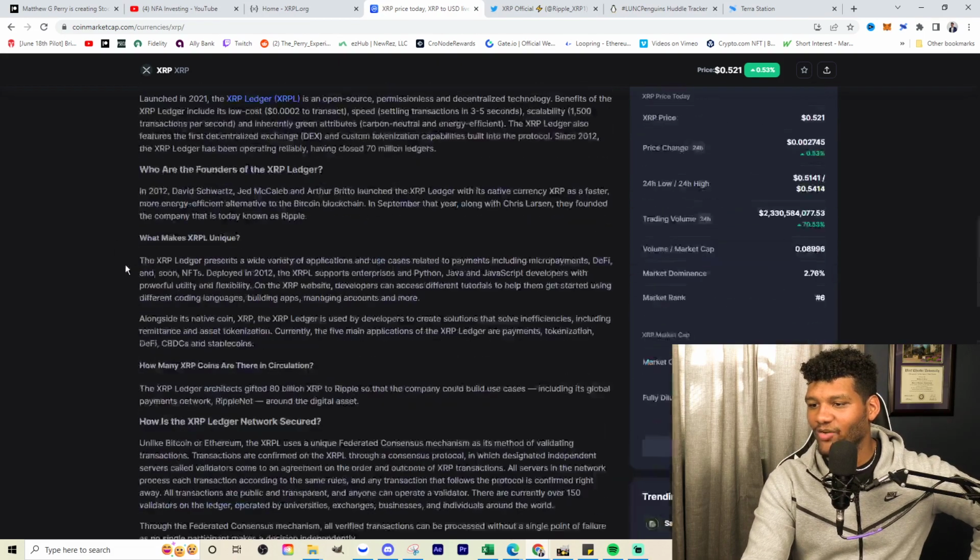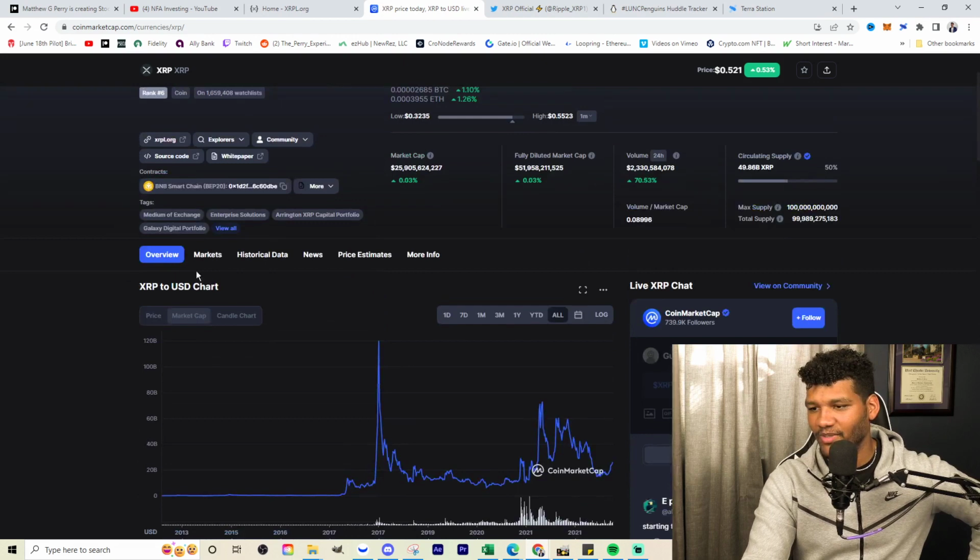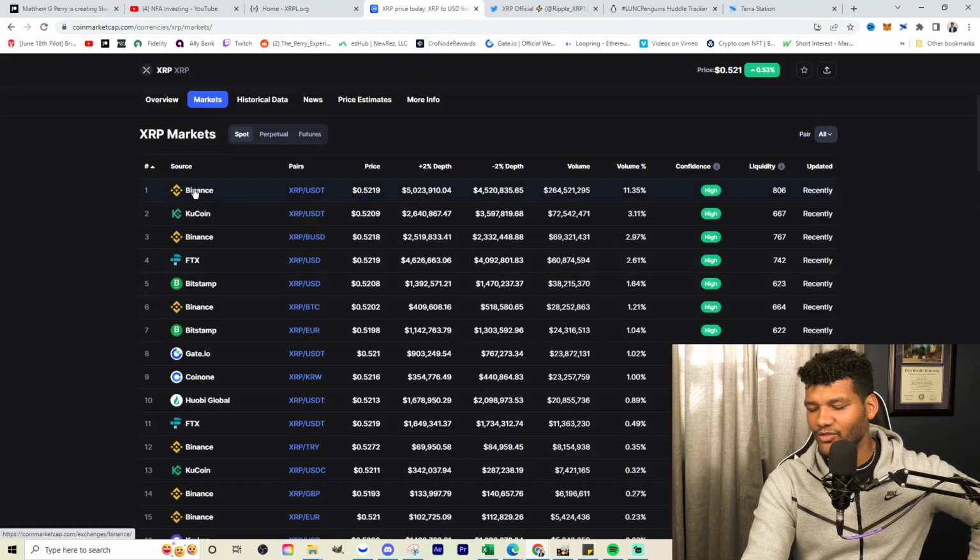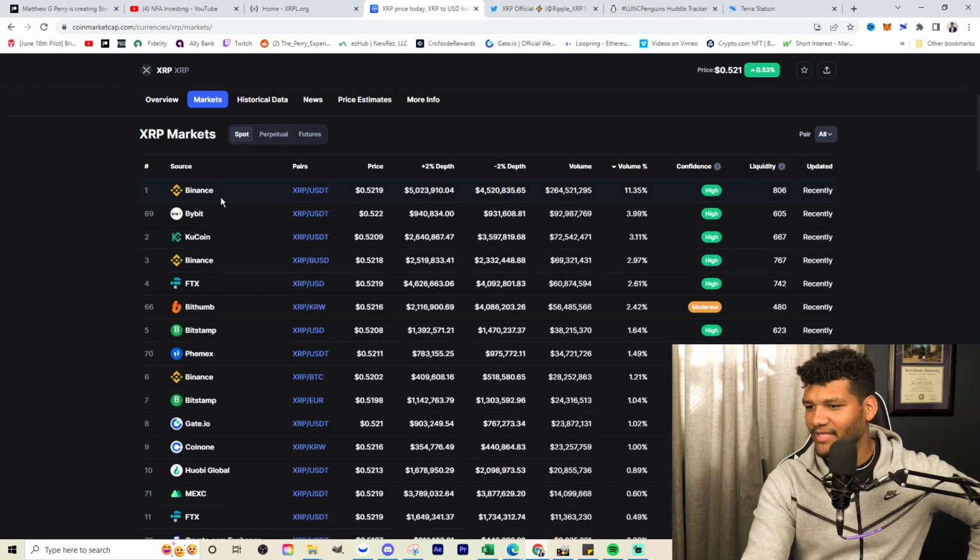Where can you buy XRP? So if we scroll up here and look at where you can buy XRP, if you look at markets, you can see you can buy it on Binance. The top place that you can buy it is Binance, KuCoin, FTX. You can't buy it on Coinbase anymore because they did delist it based on the lawsuit.